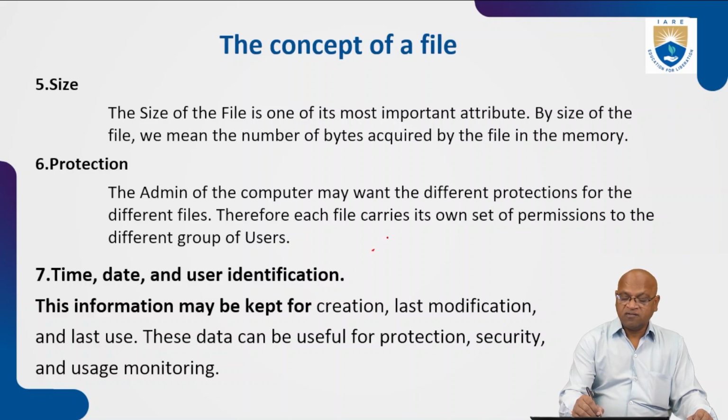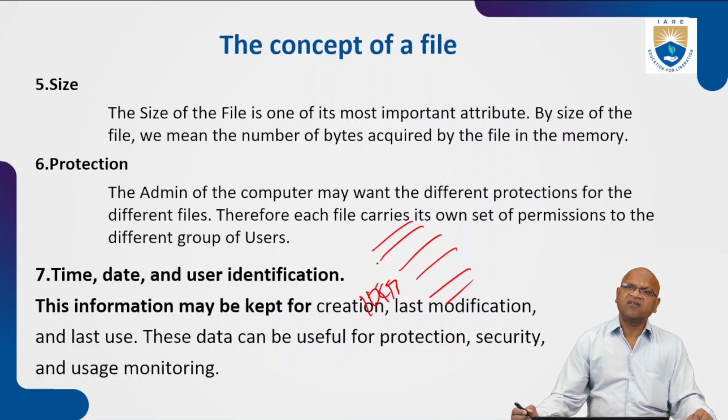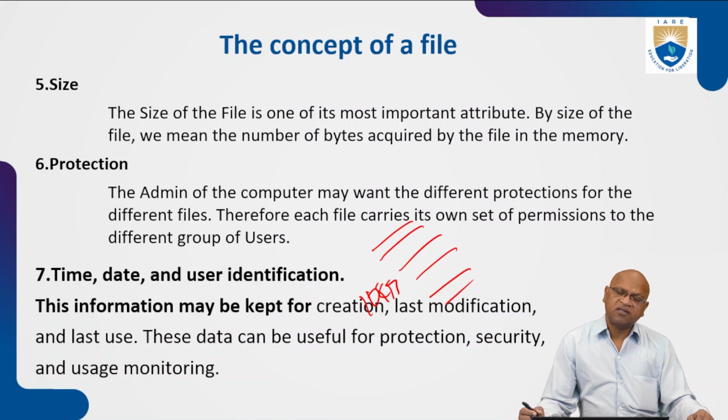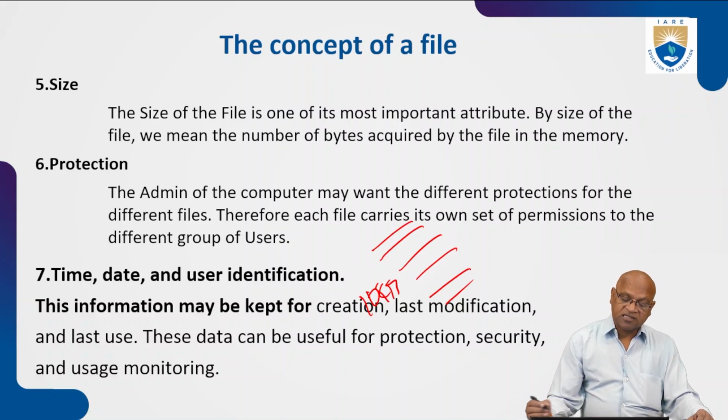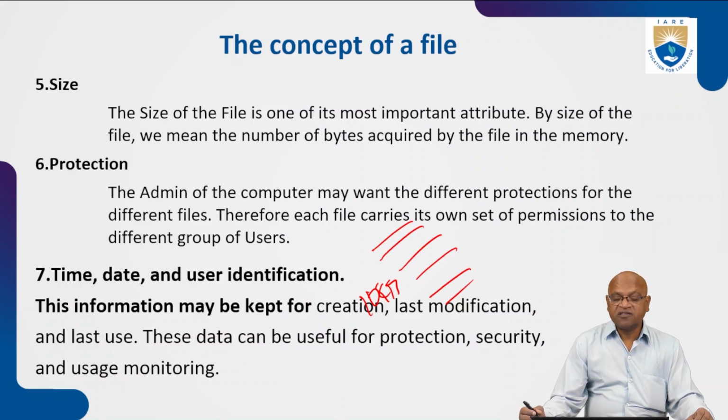By size of the file, we mean the number of bytes required by the file in the memory. Suppose we write one program. This is a 10 KB file. You can check that file by using the properties and see what is the size of this file of the program. So the size of the file is one of its most important attributes. By size of the file, we mean the number of bytes acquired by the file in the memory.